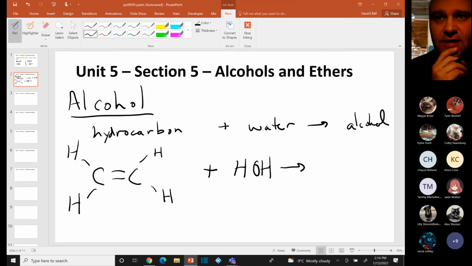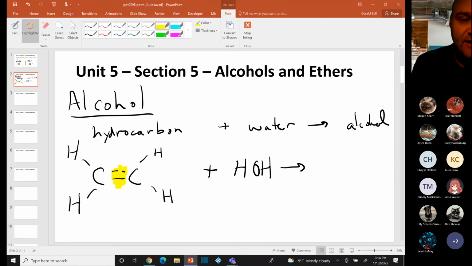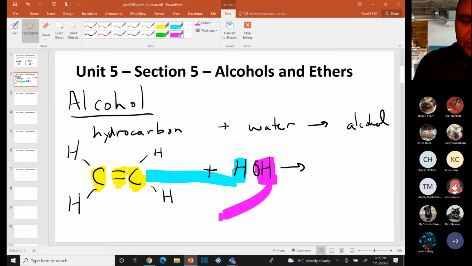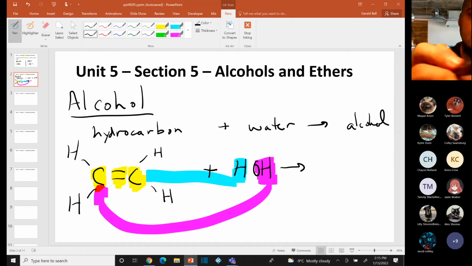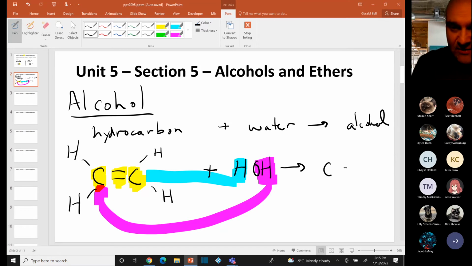Now, one thing we would have learned in the reaction section is that when you've got an area that has a double bond like this, you can break it, and then each of these carbons ends up being a spot where you can put something. Specifically, we're going to put a hydrogen on one of those, and we're going to take the OH and attach it to the other carbon there. And that's exactly what I'm going to do.